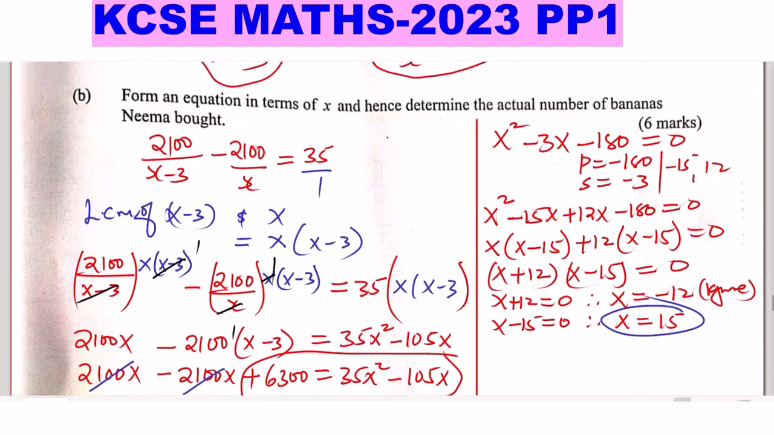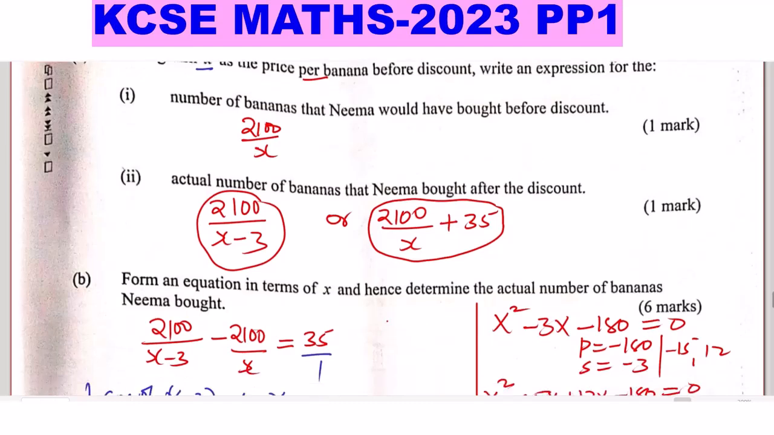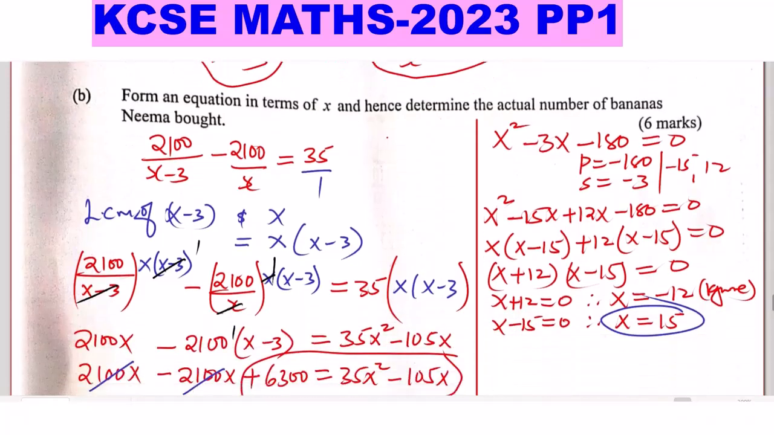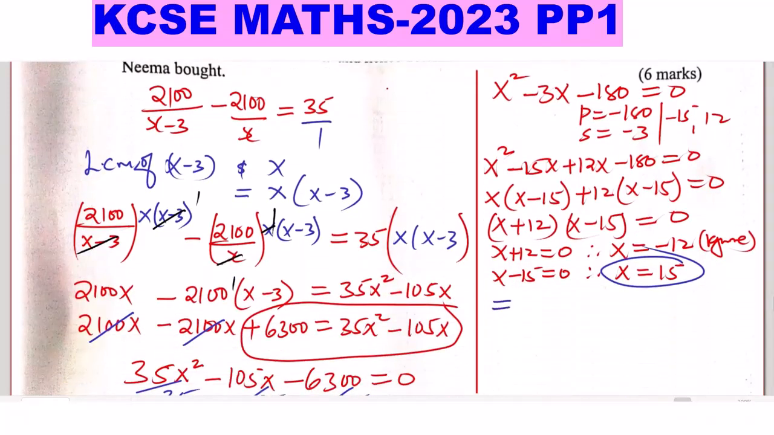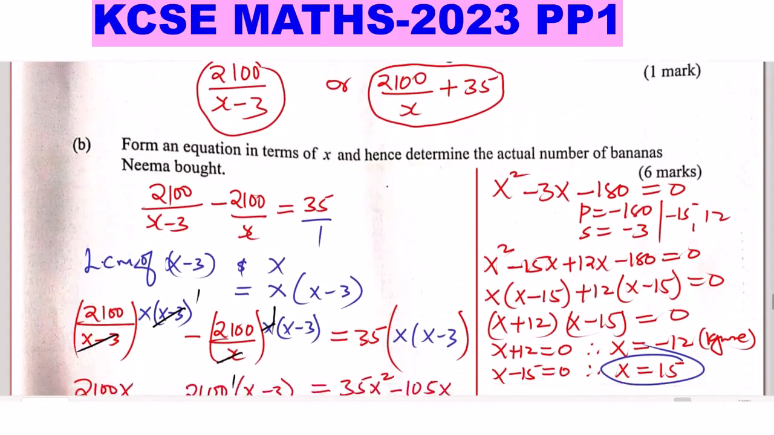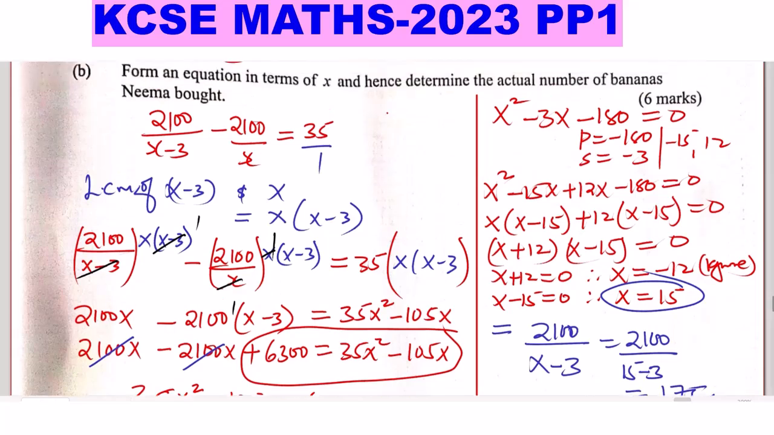So we found x, and remember x is the price per banana before the discount. Now the actual number of bananas that she bought, of course, will be after the discount. So from the second expression, the actual number of bananas bought will be 2100 divided by x minus 3, which will be 2100 divided by 15 minus 3. When you work it out, you get 175 bananas. So that is the actual number of bananas bought.